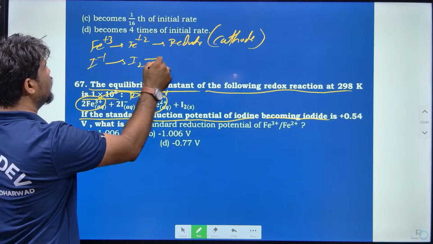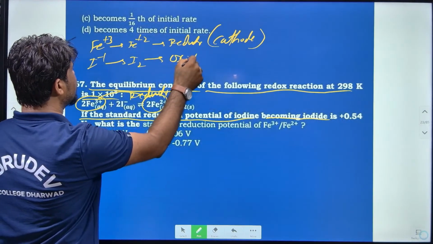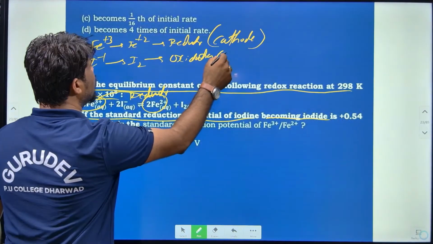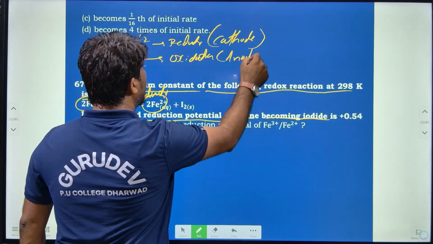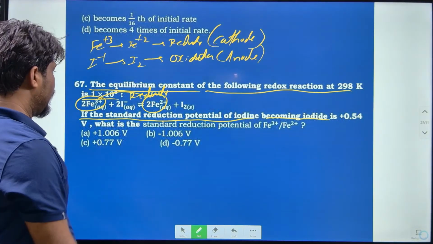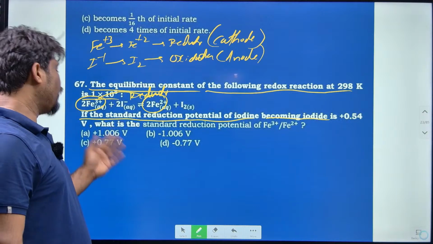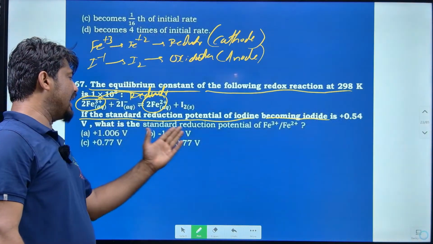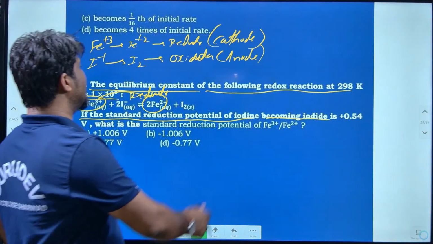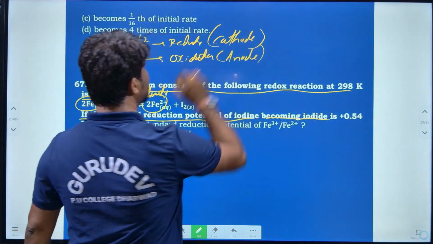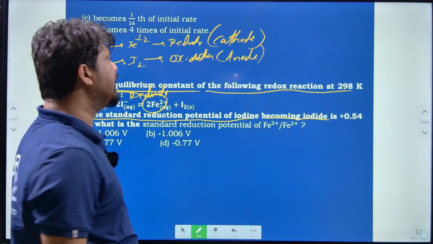I2. It undergoes oxidation. Oxidation takes place at the anode. Okay. Here, what they asked is, what is the standard reduction potential? Here they are asking for E cathode.